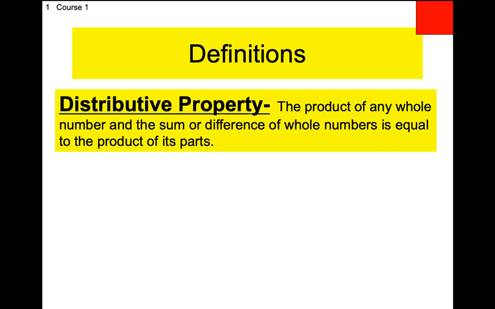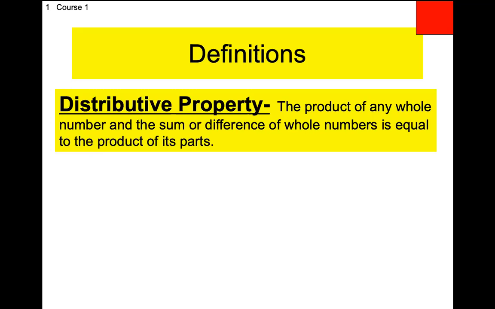All right, the distributive property is the product. The word product is a fancy word for multiplication. So why doesn't it say the multiplication of? Because we like the word product. The product of any whole number and the sum or difference. Sum means what? Addition. Difference means what? Subtraction. So the multiplication of the addition or subtraction of whole numbers. What? That doesn't make any sense.